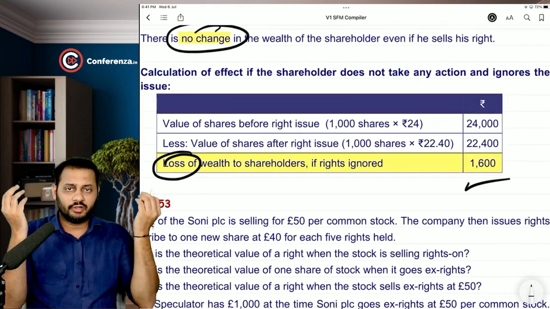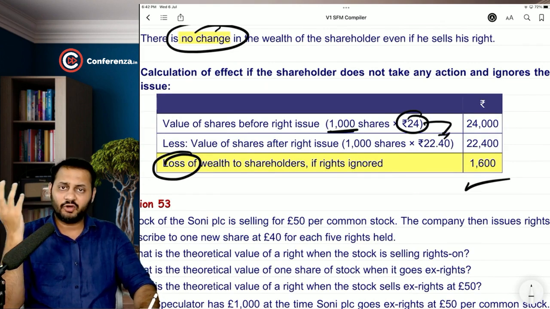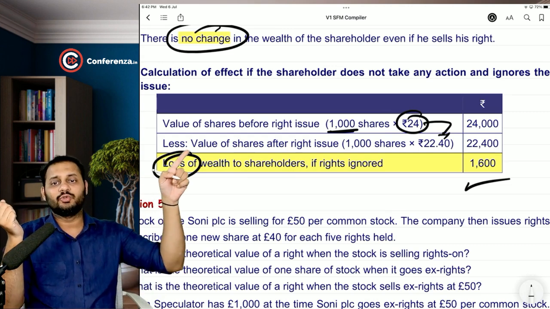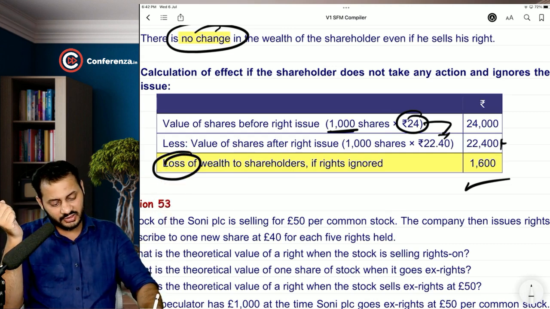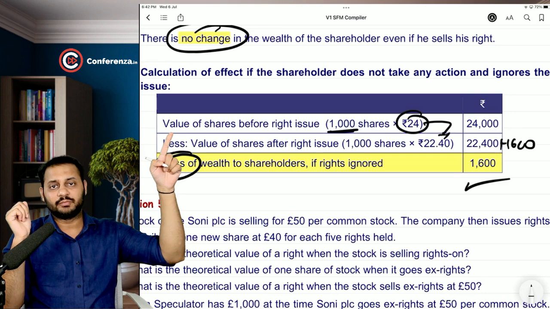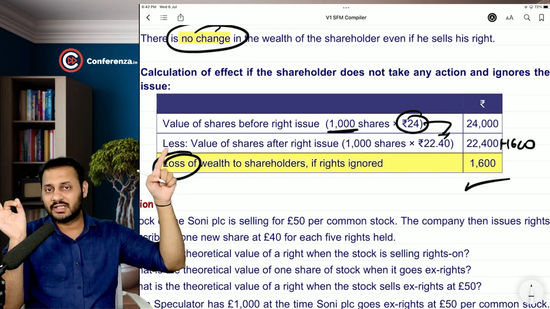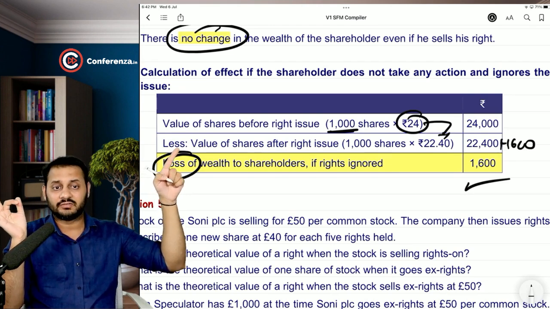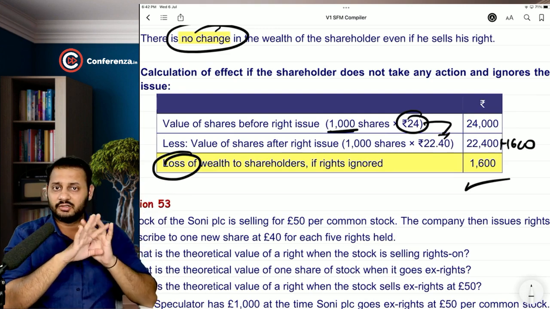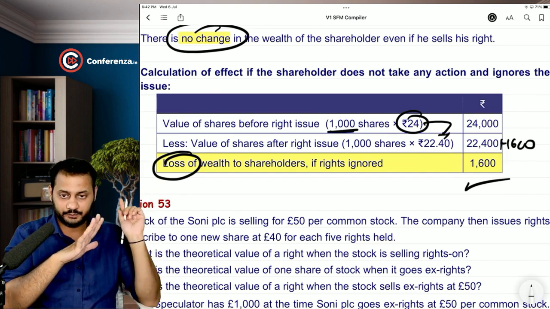See, if you do not do anything, earlier you had 1000 shares at rupees 24 and the market price now has fallen. So 1000 shares at 22.40 becomes 22,400. You could have sold the rights and earned 1600 here to make the portfolio wealth as it was before. But you did not sell that right, and that's why you are suffering the loss. So I'm telling you, there are only three things. If you sell the right, the wealth will not be decreased nor increased. But if you let the right lapse, there will be a loss to you.